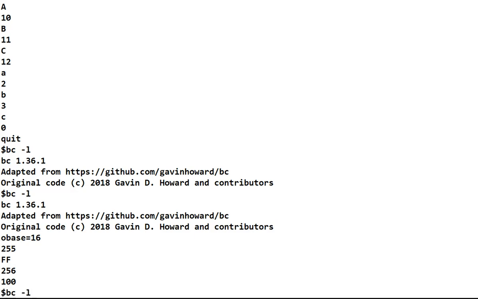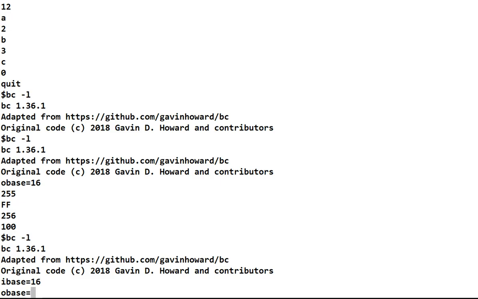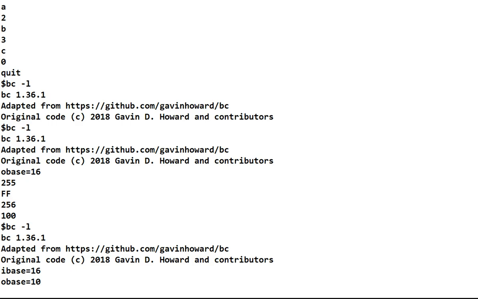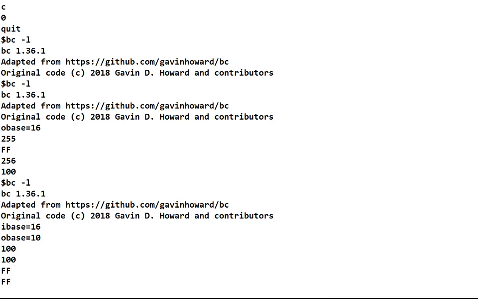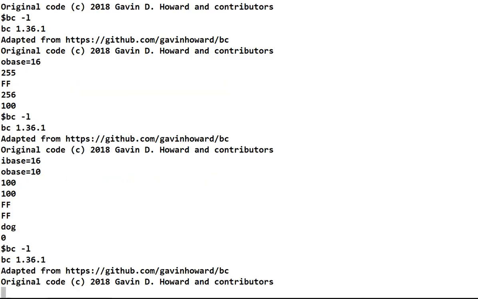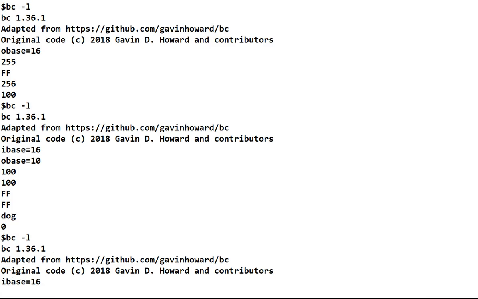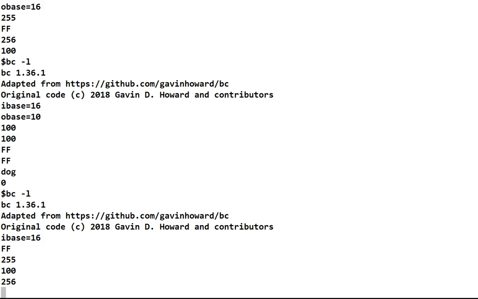If we want to go the other way, we can set the I base to 16 and the O base to 10. I is input, O is output. And then we can put those numbers back in. Let's try 100. And it says, I'm still getting 100. I'm still getting FF. Yeah, when you type in this stuff, it gets confusing. Well, it turns out you only want to set one base. Don't set two. So if we do I base 16 and we type in FF, we get 255. If we type in 100, we get 256.